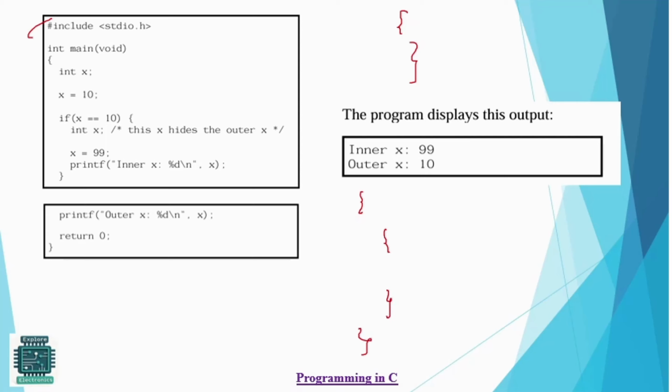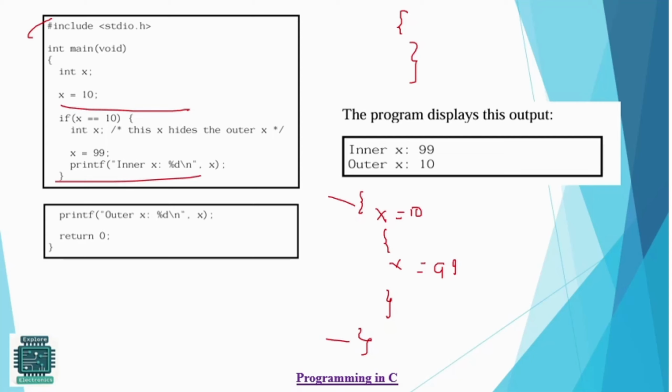Fine. Now, the value of x in the outer block, the one I marked, is 10. But the value inside the inner block is 99. So let me first consider the inner block, and next we will go to the outer block.